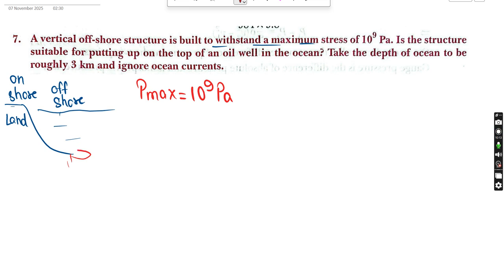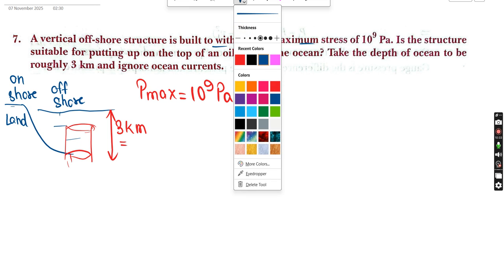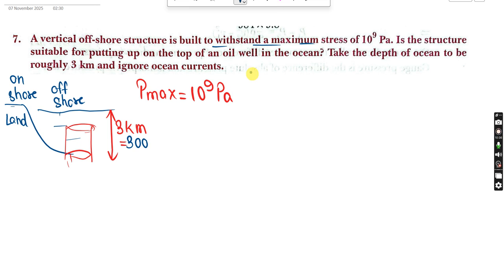So it can be put on the top of the oil well. Basically, they are asking us to take the depth of the ocean to be roughly around 3 kilometers. So the height will be 3 kilometers, and when we convert 3 kilometers to meters, you will get around 3000 meters.